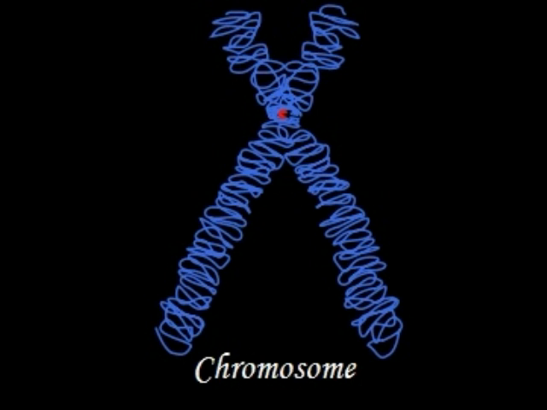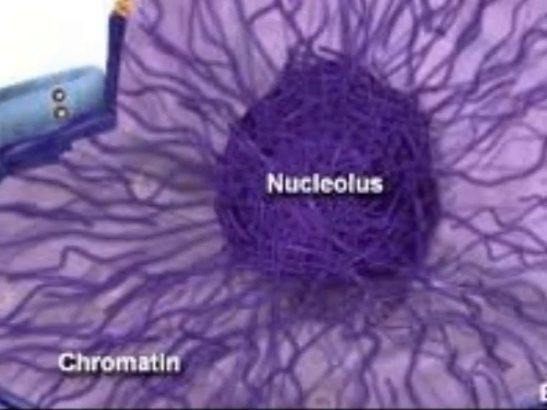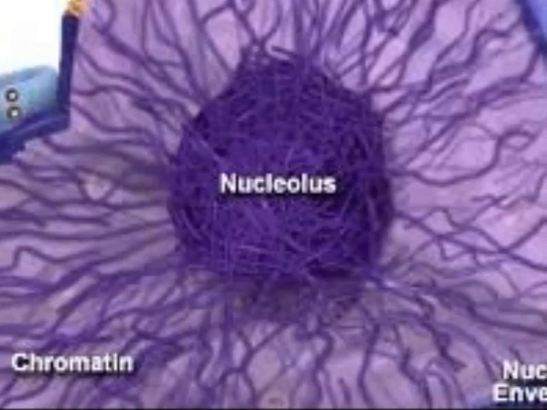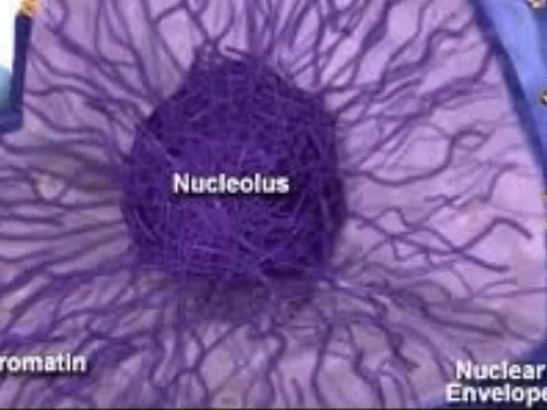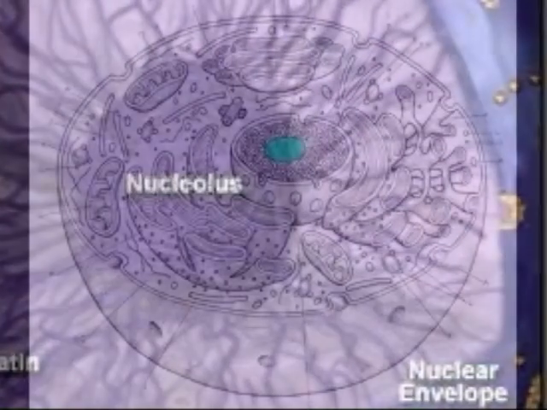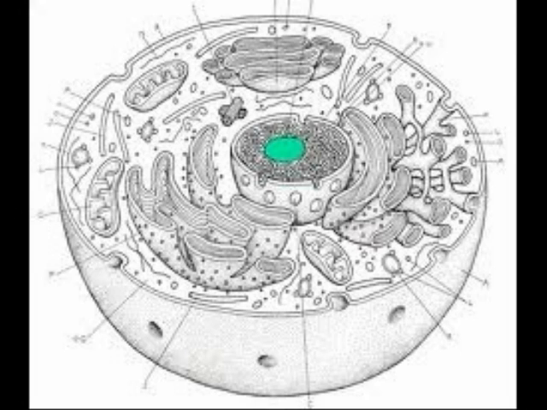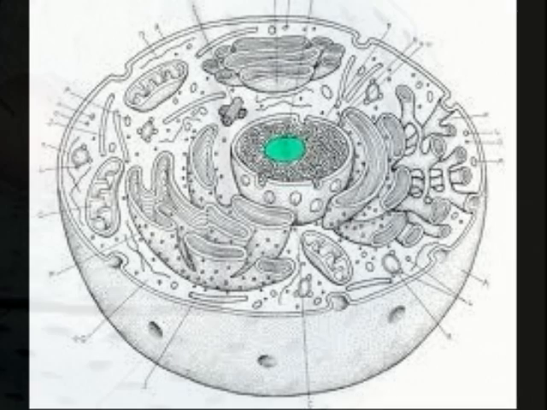DNA unwinds to form RNA. RNA uses the information from DNA to make ribosomes. Right behind us is the nucleolus, where the assembly of ribosomes begins. The nucleolus and chromatin are all enclosed within the nuclear envelope.